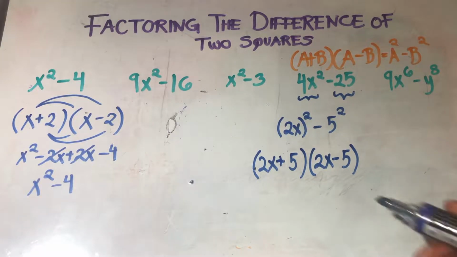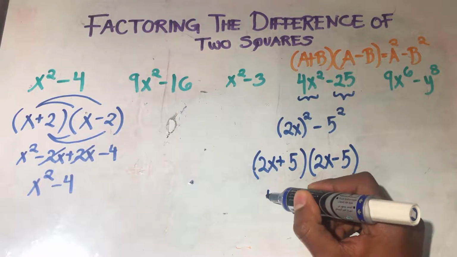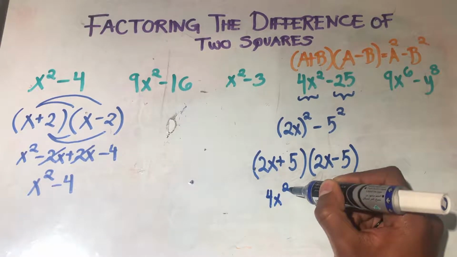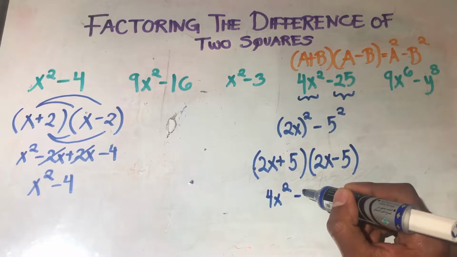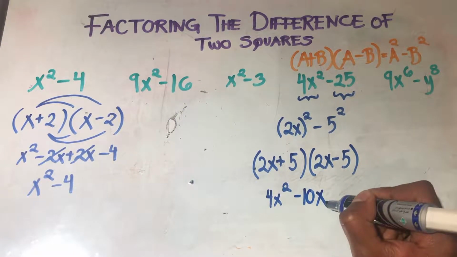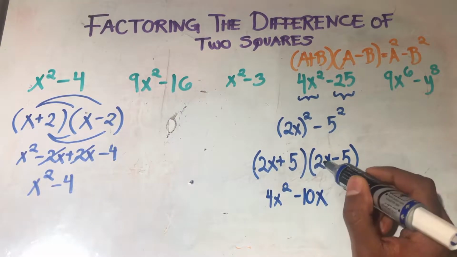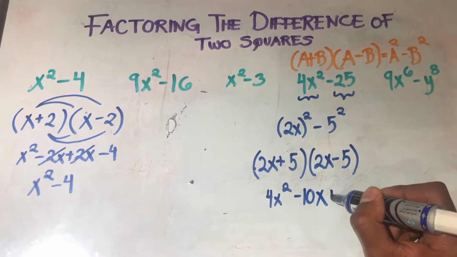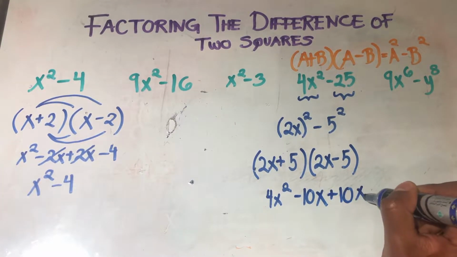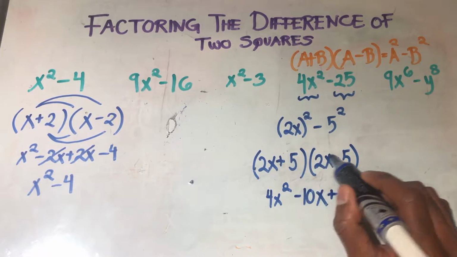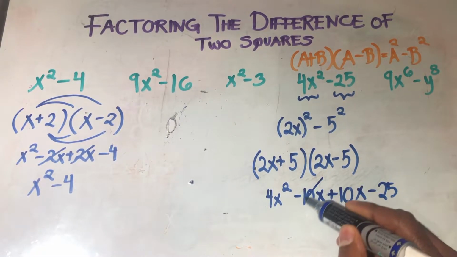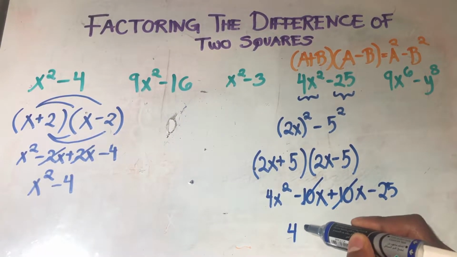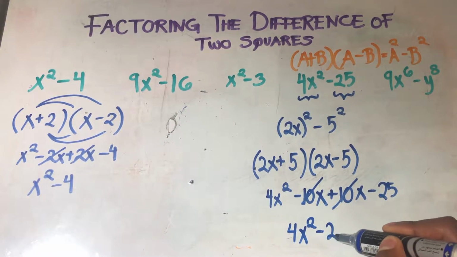Let's go ahead and check. 2x times 2x is going to give us 4x squared. And then 2x times negative 5 is going to give you negative 10x. Positive 5 times 2x is going to give you positive 10x. And then positive 5 times negative 5 is going to give you negative 25. We're going to end up with 4x squared minus 25.